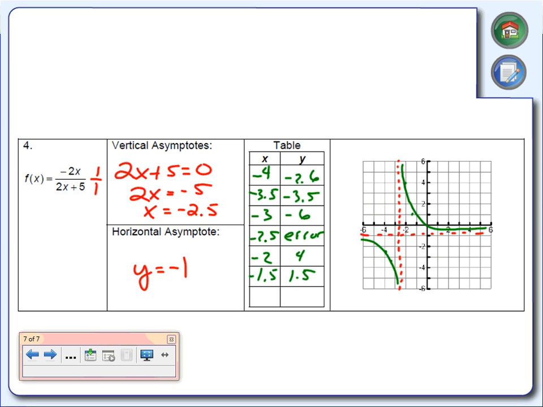Again, you don't have to have necessarily that same exact table, but the graph should look pretty much the same as what I have. All right, so pretty easy. All we're doing is finding the vertical asymptotes, horizontal asymptotes, creating a table, and then plotting those points off of that table. No big deal. All right, so that takes care of the notes.